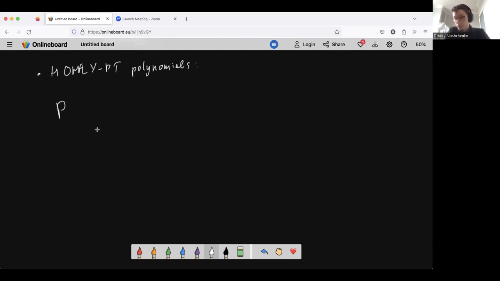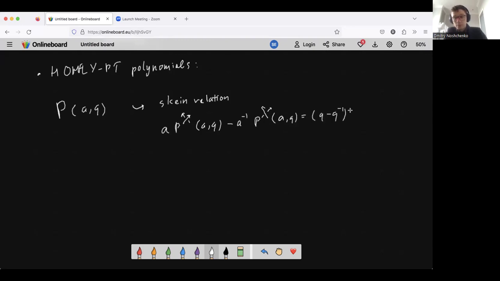If one draws the usual HOMFLY-PT, it is a polynomial in two variables, A and Q. This could be defined using a skein relation. Maybe I can just briefly draw this relation. This is the very usual stuff. One can draw the planar diagram and then define this polynomial by the following relation, where we flip crossings in a diagram and resolve them in a certain way.